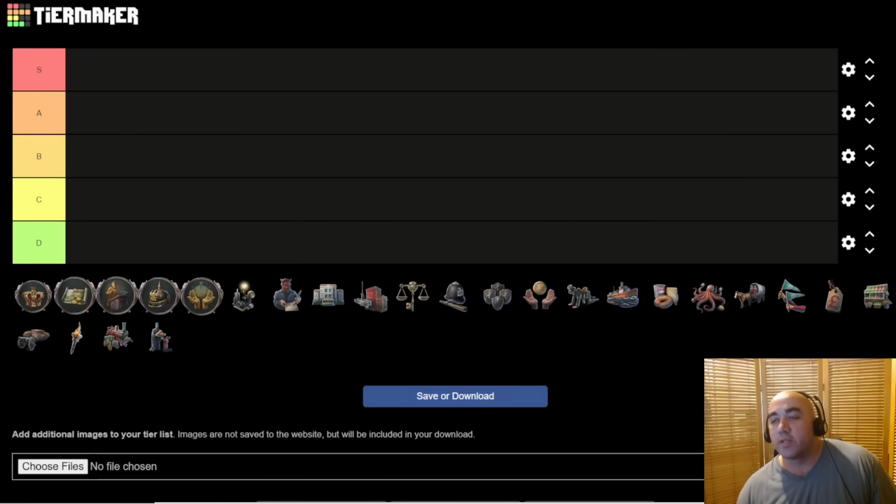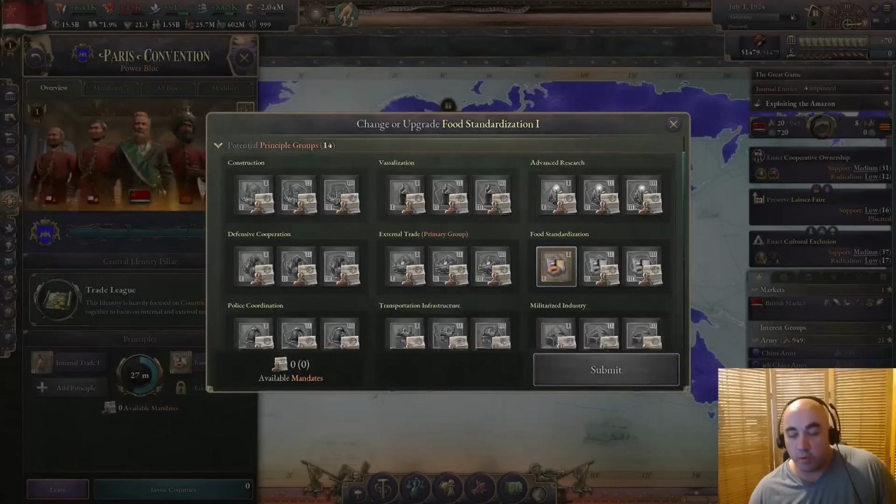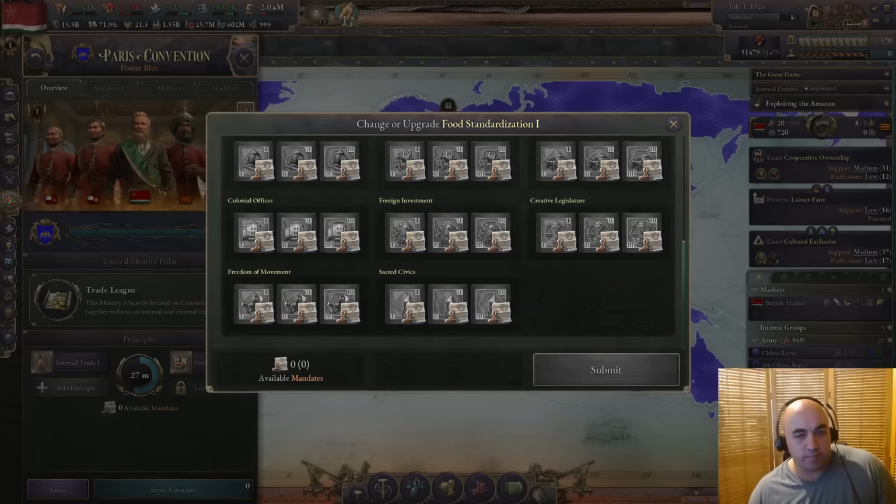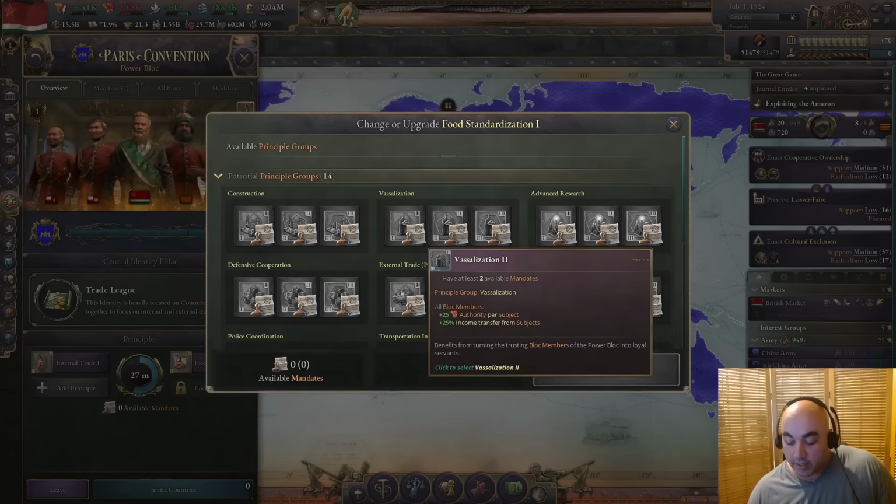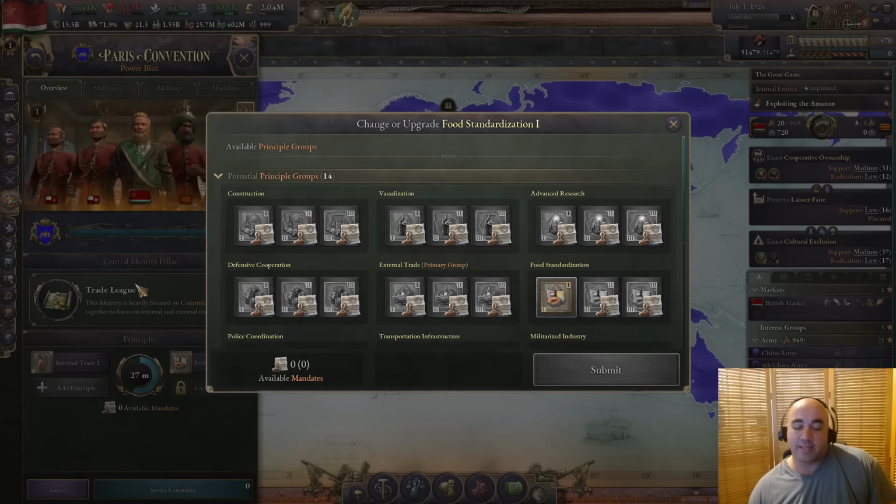list format. For this, we will first be talking about the central identity pillars, comparing these, and then we will be talking about the principal groups afterwards, where we will be going over all 14 of these, or I think it's 16, something like this, just to kind of set some background ideas.